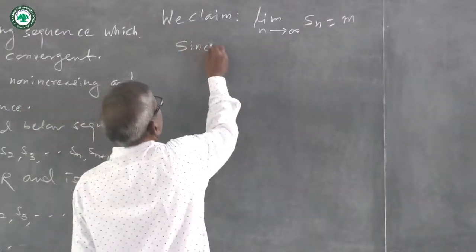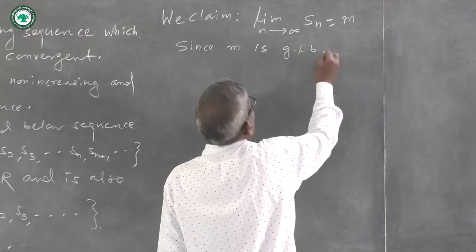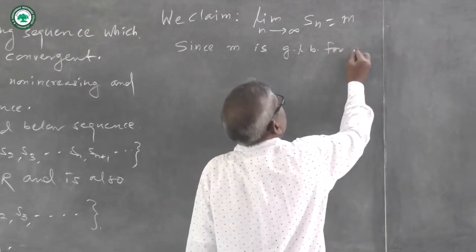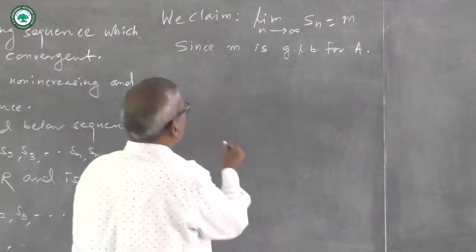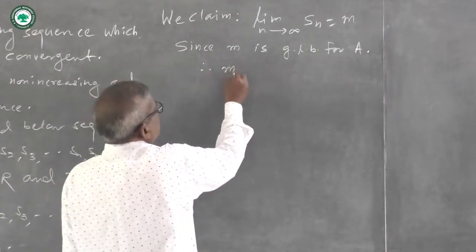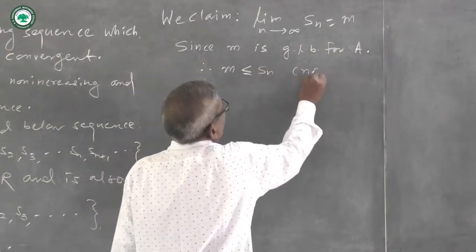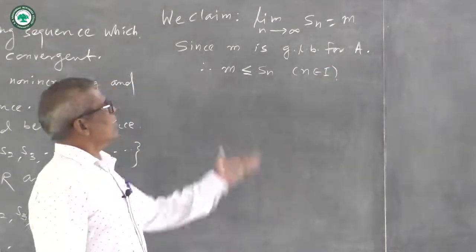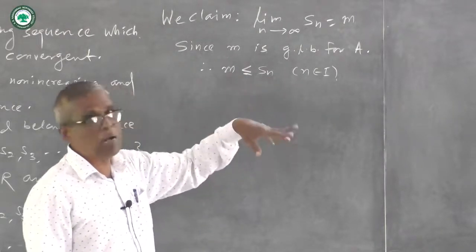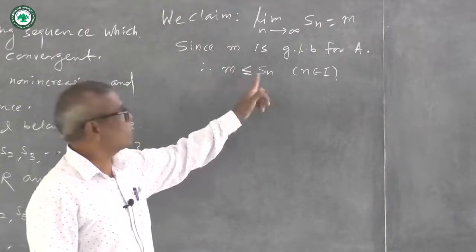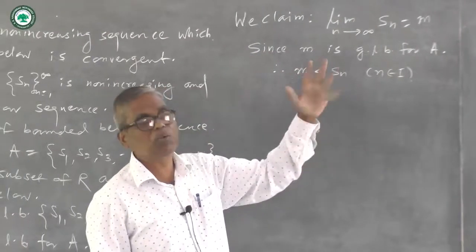Since small m is GLB for the range set A, therefore small m is less than or equal to Sn for all n belongs to I. This statement says that S1 is greater than or equal to m, S2 is greater than or equal to m, S3 is greater than or equal to m, S suffix n is greater than or equal to m, S suffix n plus 1 greater than or equal to m, and so on.